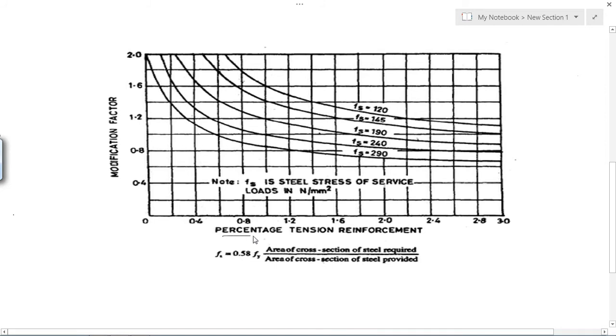If you know the percentage of tension reinforcement, then you will find the modification factor through this formula.